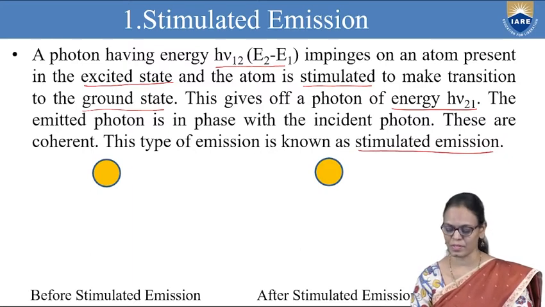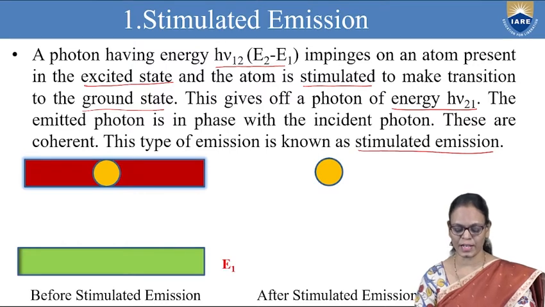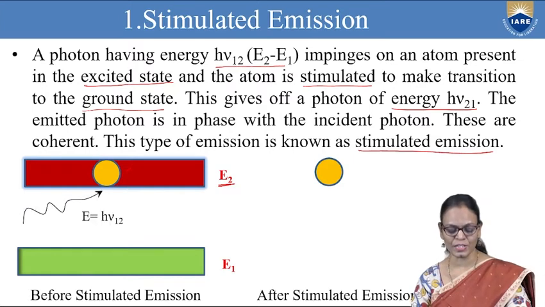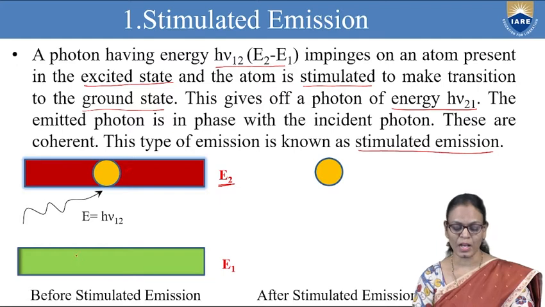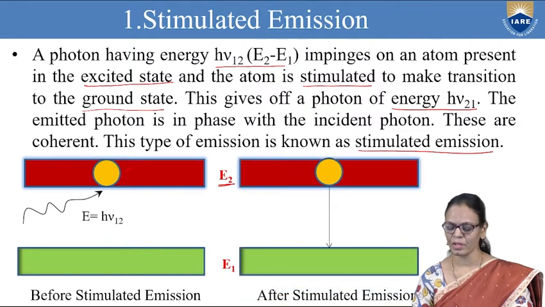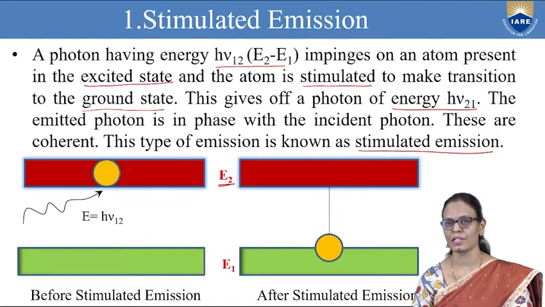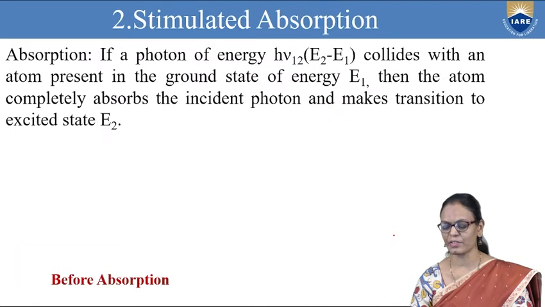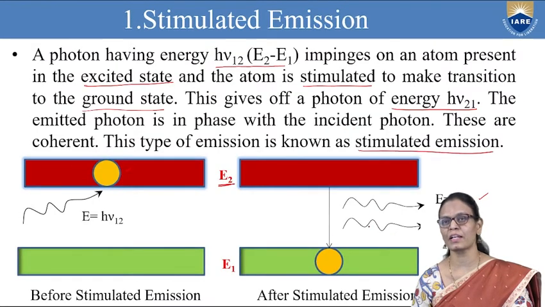So let us now go and see the process. Initially, the atom is in the excited state. E2 here is the excited state. When the atom is in the excited state, a photon of energy h nu 12 is incident and stimulates the atom. So it makes a transition to the ground state. When it makes a transition, energy is emitted. How is the energy emitted? h nu 21, the difference in energies between the two, and the incident photon. These two are coherent and we get laser. This process we call stimulated emission.